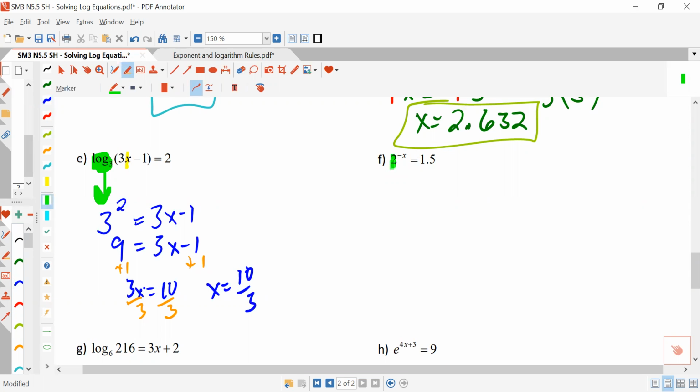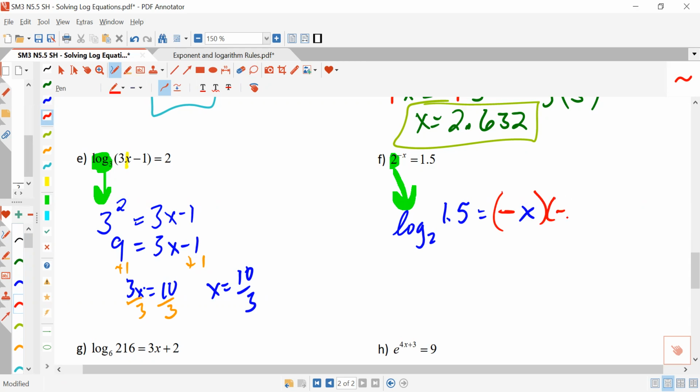Okay, on the next one, again, here's my base. x is in the exponent, so I need to move it. How do I move it? I change it to a logarithm, base 2. The input is then 1.5, and the answer is the exponent, negative x. I just need that negative not to be here, so I'm going to multiply by -1 on both sides.